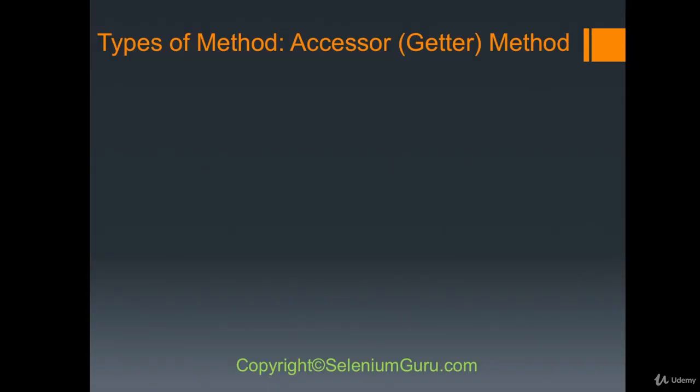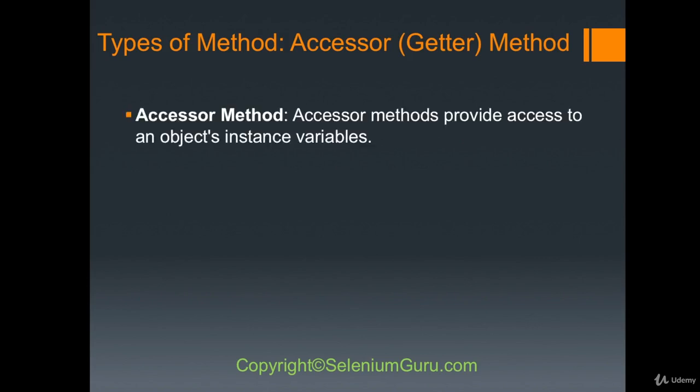In this lecture, we're going to talk about the other type of method called accessor or getter method. So what is an accessor or getter method then? Well, accessor methods provide access to object instance variables. So when we created make, model, and year in our class, those are kind of like instance variables, right? So if we wanted to have access to that instance variable from an object, you could do that using a getter method.